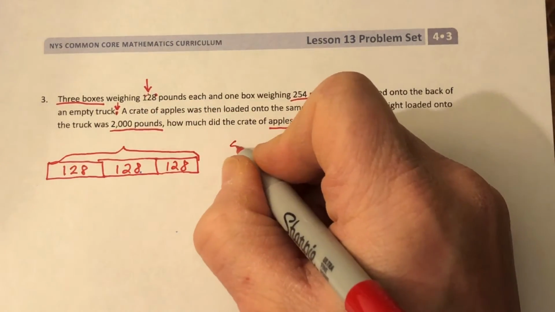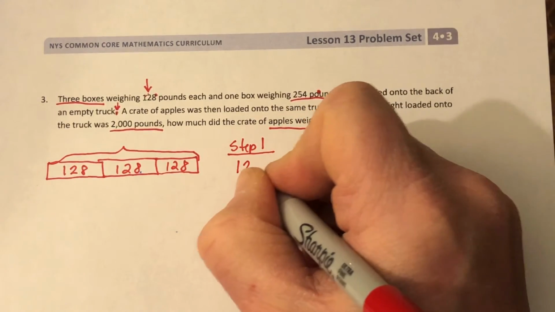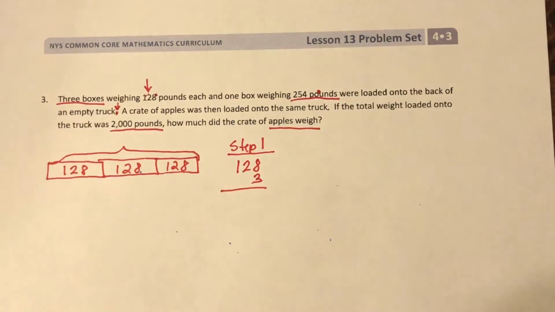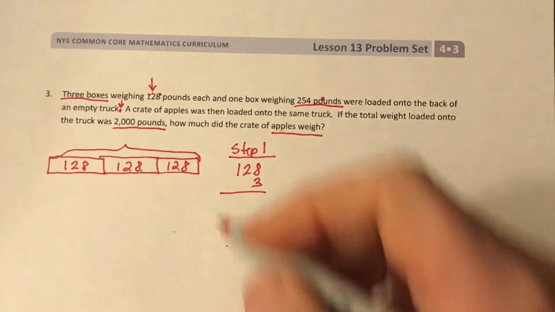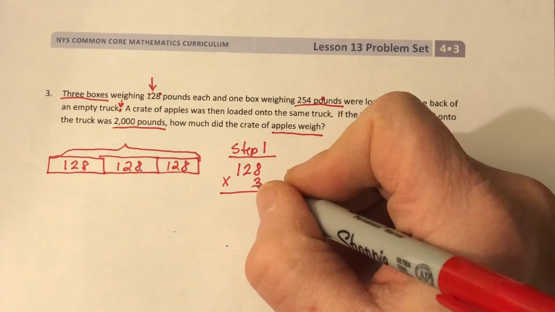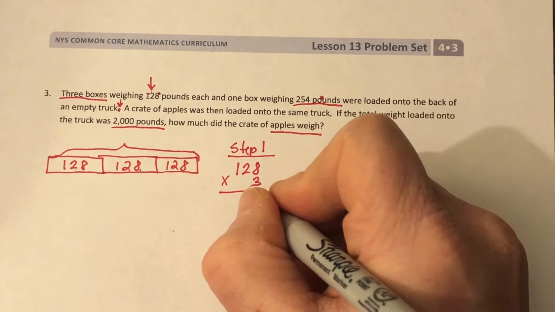I'm gonna just do that. I'm gonna say step 1 is 128 times 3. I'm gonna figure that out, because I know that's right. 3 boxes weighing 128 pounds each. I can do that right away. I'm not gonna worry about the rest right now. 3 times 8 is 24. Put down the 4, and I'm gonna carry, let me change colors here.